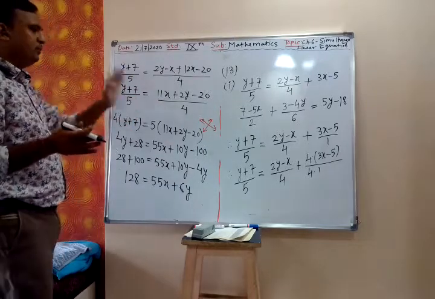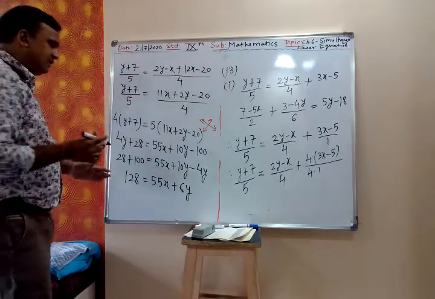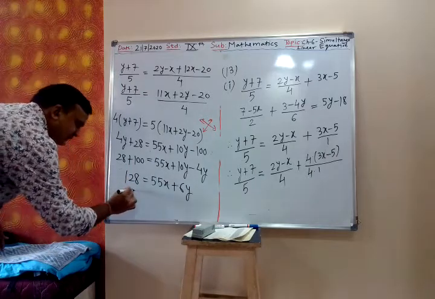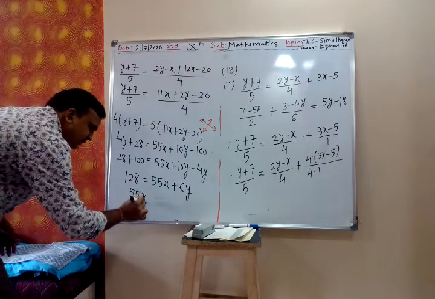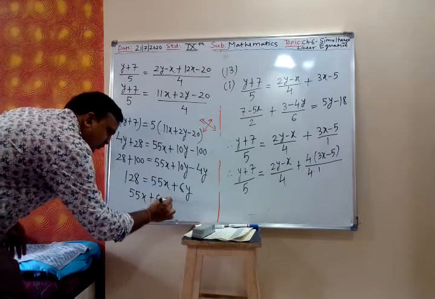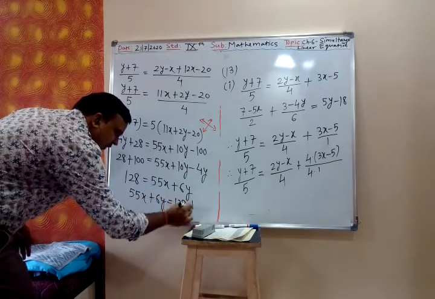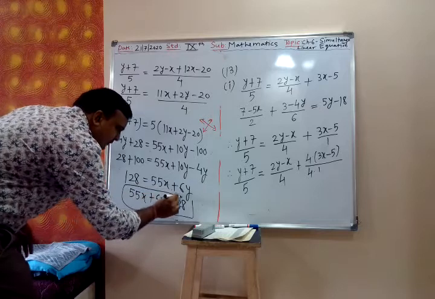Yes, we can cancel 5 and 4 if they are getting cancelled. So 55x plus 6y is equal to 128, which is my equation number 1.